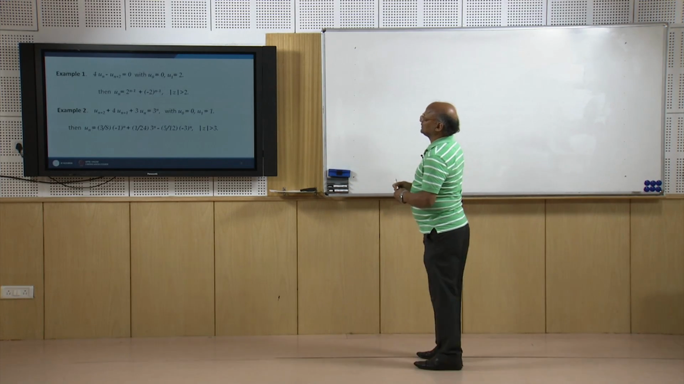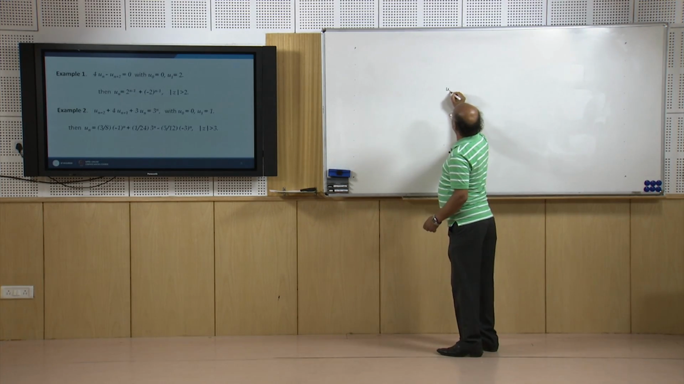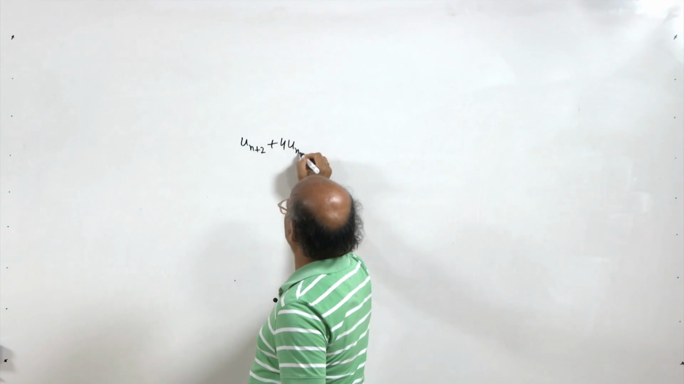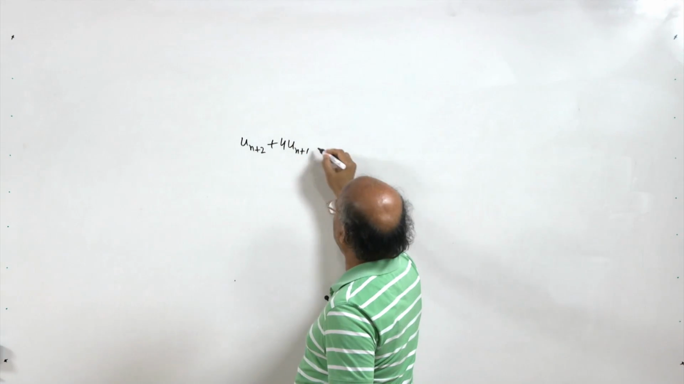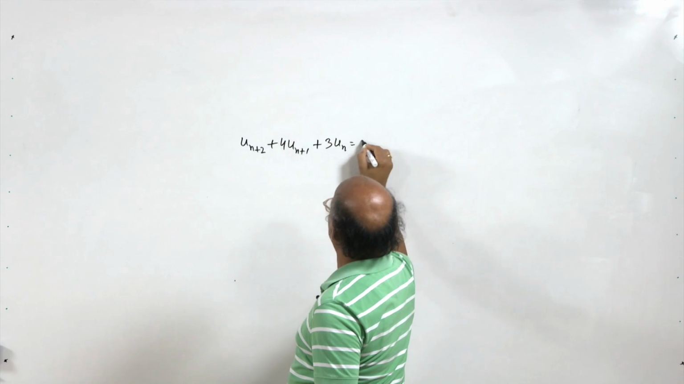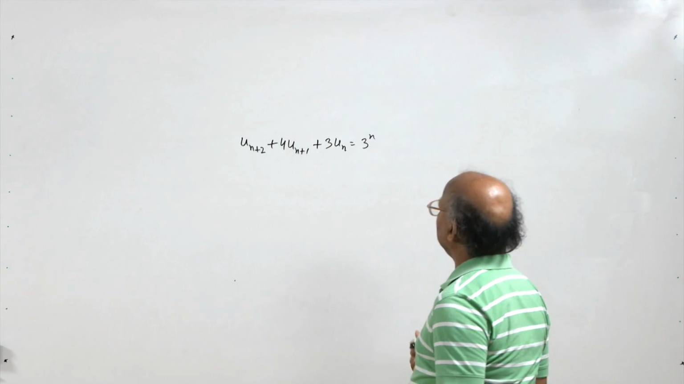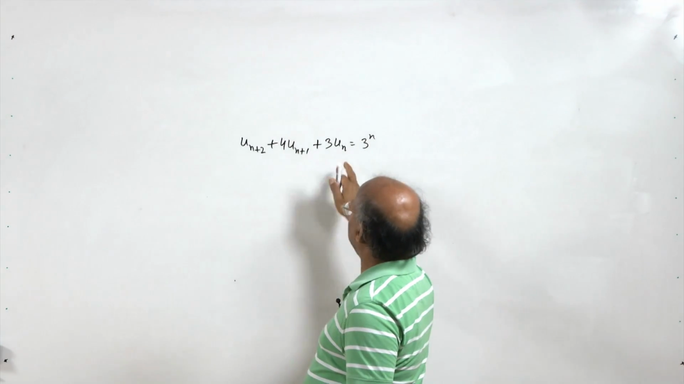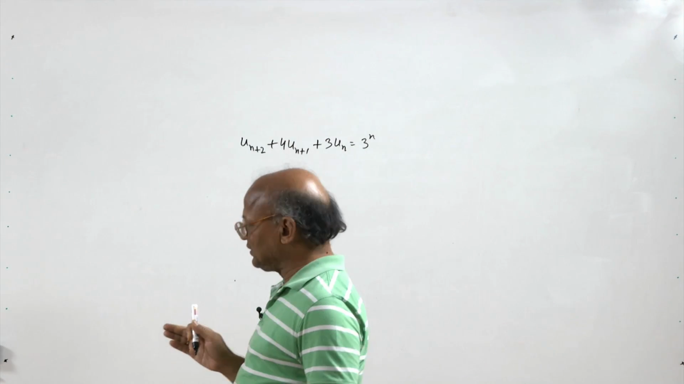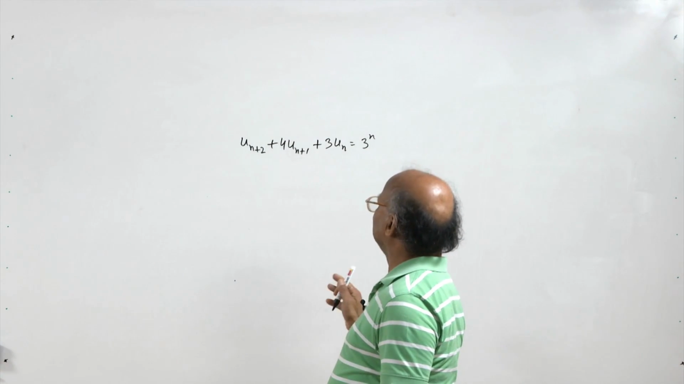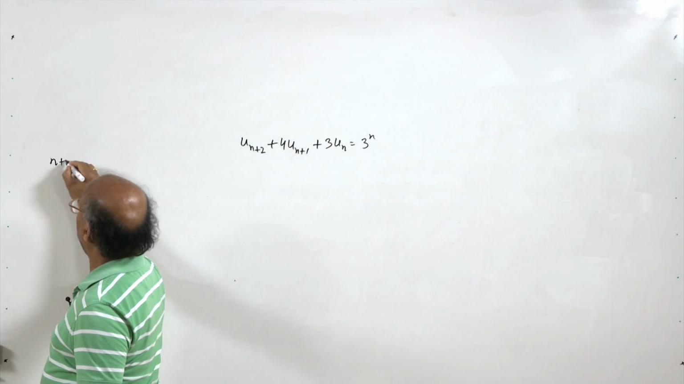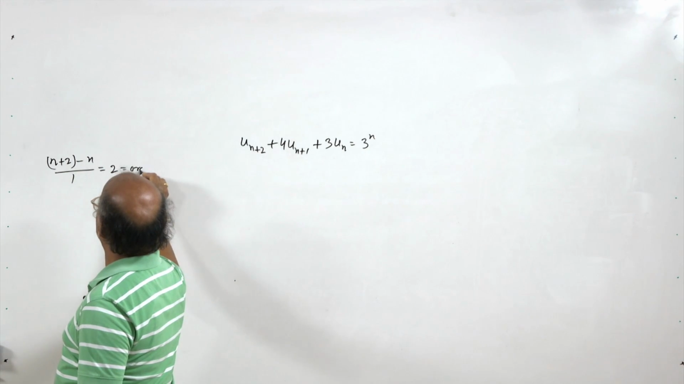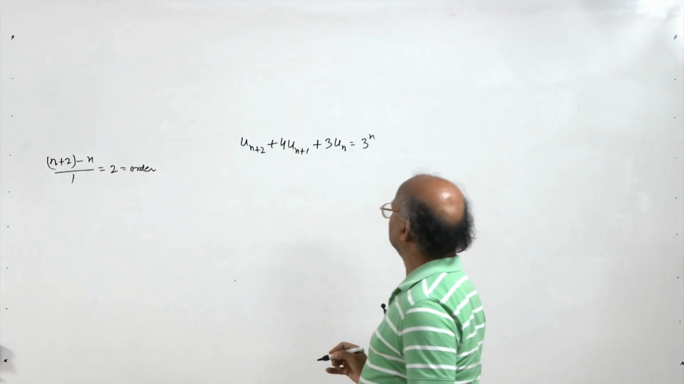Here we have the sequence un plus 2 plus 4 un plus 1 plus 3 un equal to 3 to the power n. Again, n plus 2 is the largest argument and n is the smallest argument here. So n plus 2 minus n divided by the unit of increment is 1. This means the order of this difference equation is n plus 2 minus n divided by 1, so that is 2. So this is a second order difference equation.